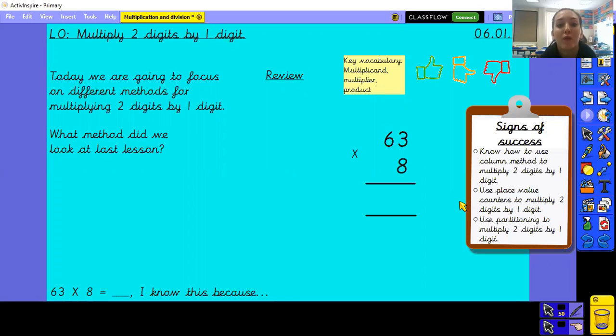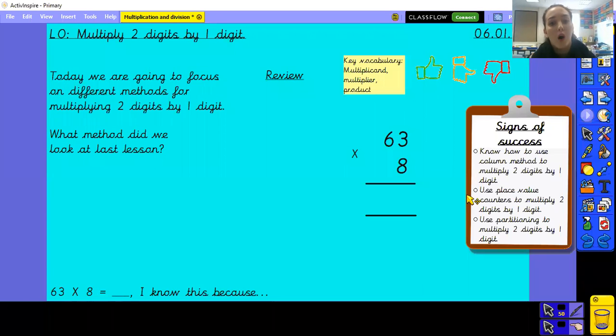So, following on from what we were doing in school the other day, we are going to be looking at multiplying two digits by one digit using different methods. Before we start the lesson, I would like you to pause this video and write the date and the LO in your maths book. The date should be the 6th of the 1st, 21, and the learning outcome should be multiply two digits by one digit. So if you could just do that now, that would be great.